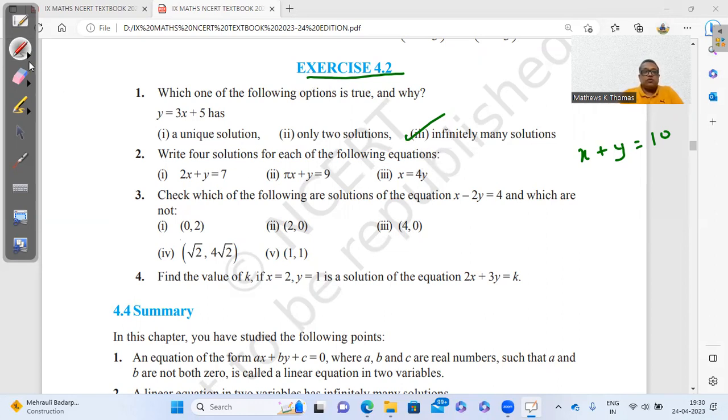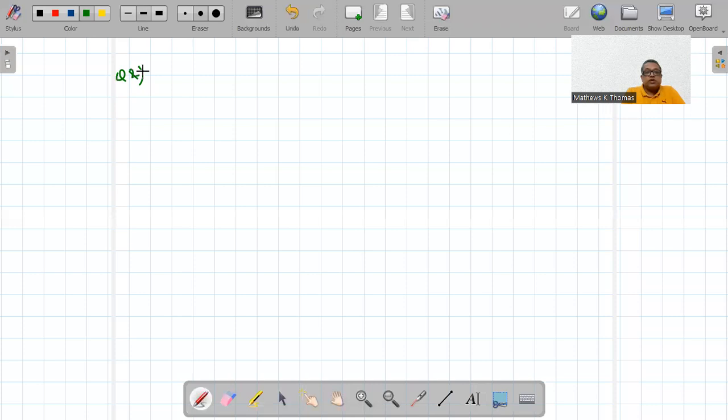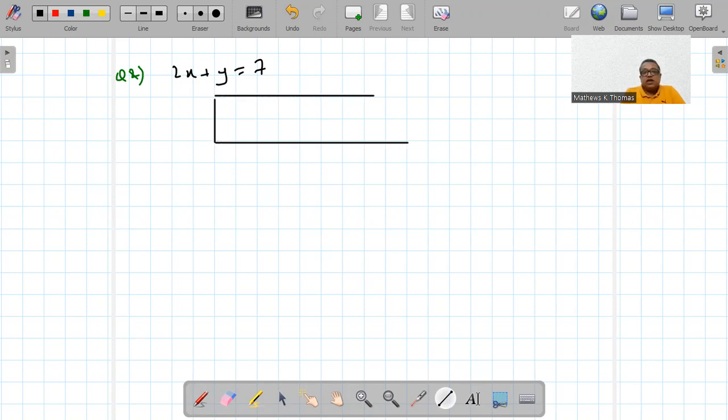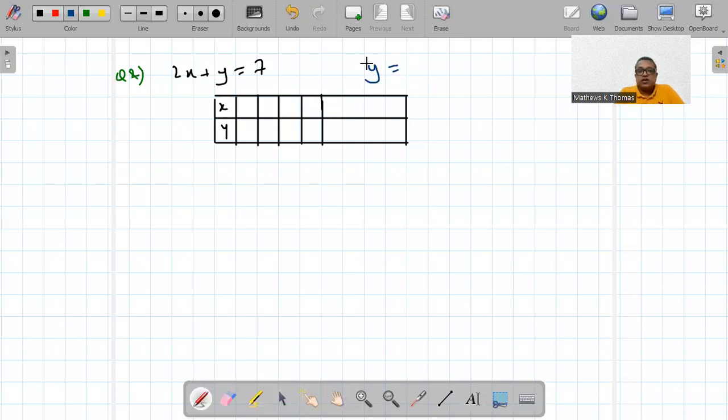Write 4 solutions of each of the following. So 4 solutions, how are we going to find them? I'm just explaining. The first equation is 2x plus y is 7. What I need to do is make a box like this, and I am going to tell you how to find 4 solutions. So this is 1, 2, 3, 4, right? There are many columns, but we want only 4 solutions. So this is x and this is y. Now I want to find 4 solutions. So the best way is to keep the y here and shift this x here.